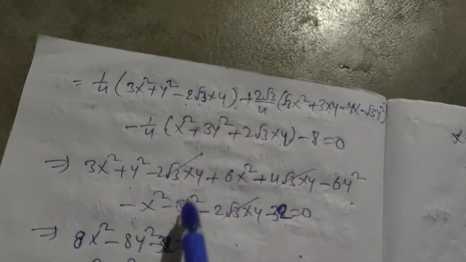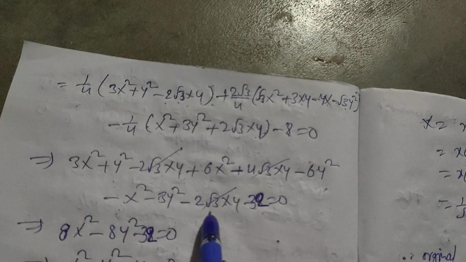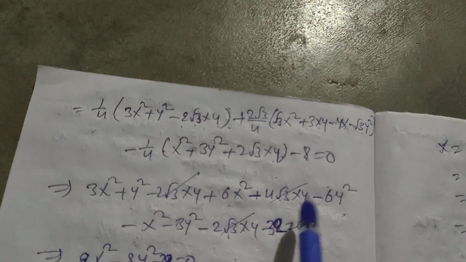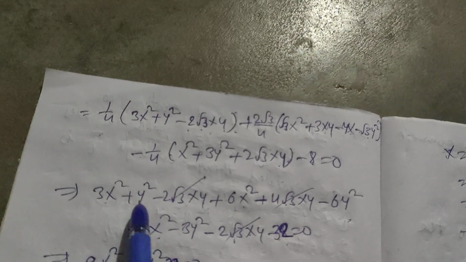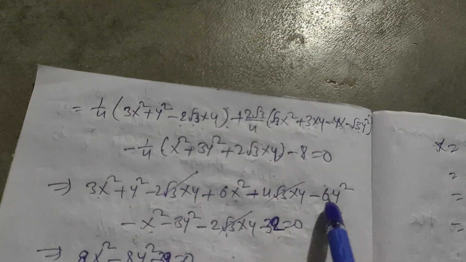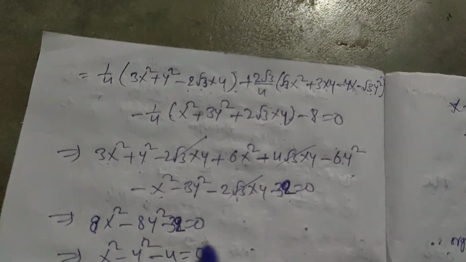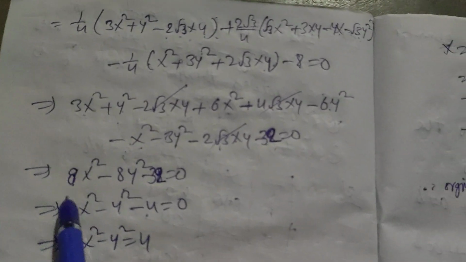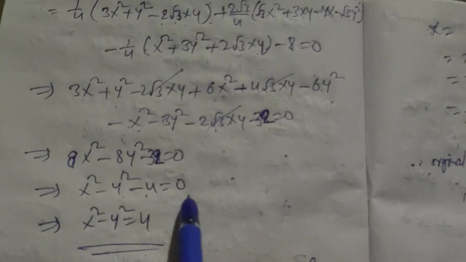So simplify. Here minus 2 root 3 xy, minus 2 root 3 xy, minus 4 root 3 xy plus 4 root 3 xy get cancelled, and 3x square plus 6x square minus x square gives 8x square. And y square minus 6y square minus 3y square gives minus 8y square, minus 32 is equal to 0. So if you take 8 common and transpose to the right side, then we have x square minus y square minus 4 is equal to 0, or x square minus y square is equal to 4.